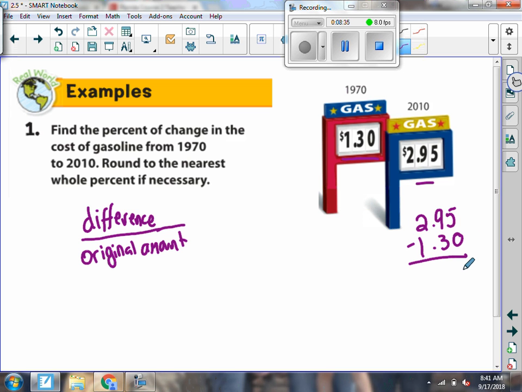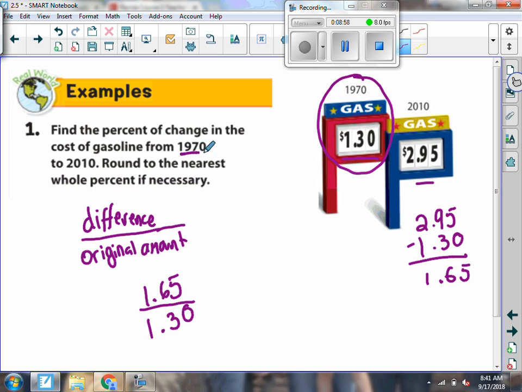5 minus 0 is 5. 9 minus 3 is 6. I'm going to bring down my decimal. 2 minus 1 is 1. So here's my difference. It's $1.65 over our original amount. Okay. So that's going to be this right here. Our $1.30 was the original amount.